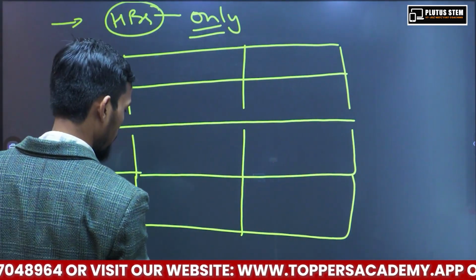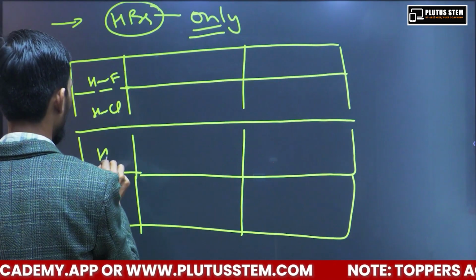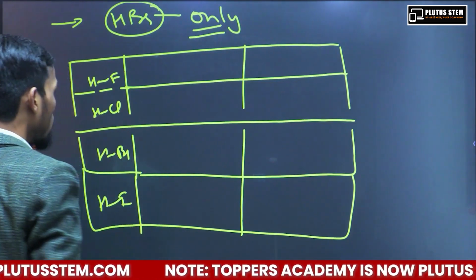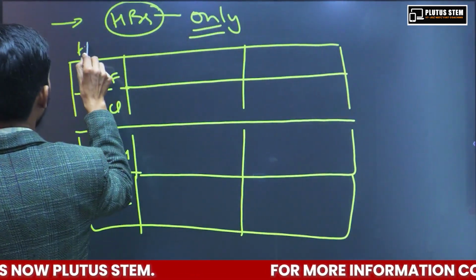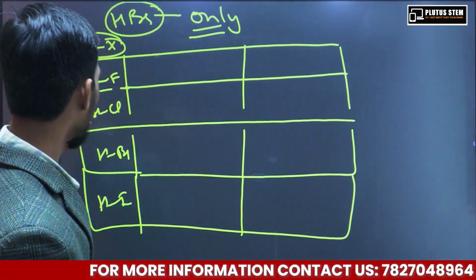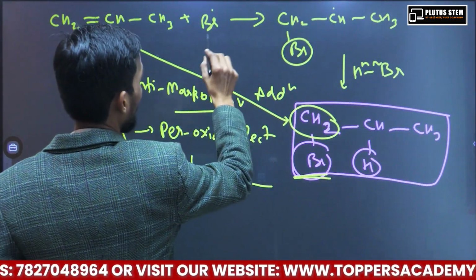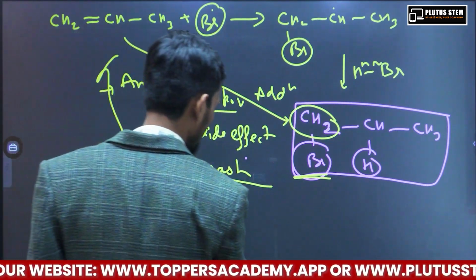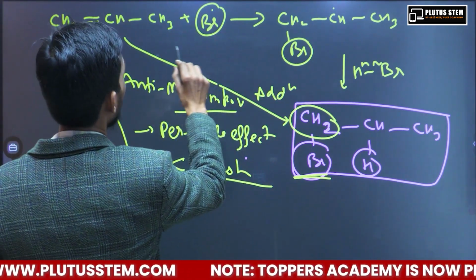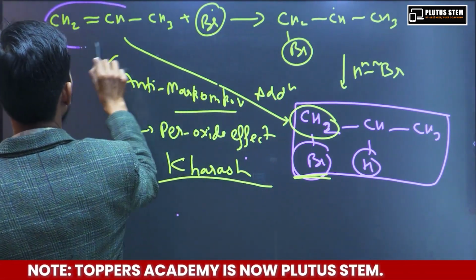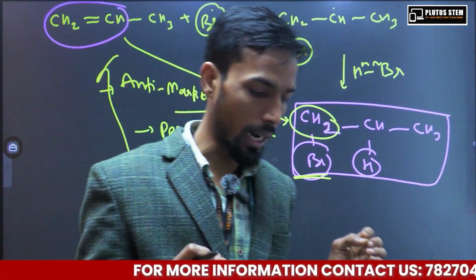HF, HCl, HBr and HI. There are 4 groups. HX can be subdivided into 4 moieties, either HF, HCl, HBr or HI. So if you come over here, in the first step what we are getting is this Br free radical. In the first step we are visualizing that this Br free radical is adding at this carbon of the CH2 alkene.